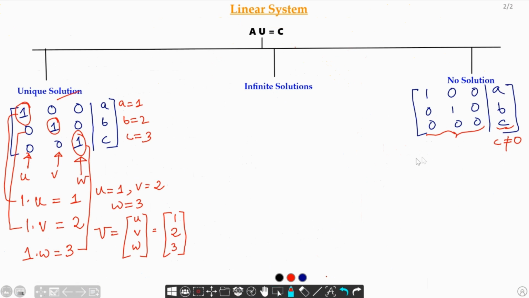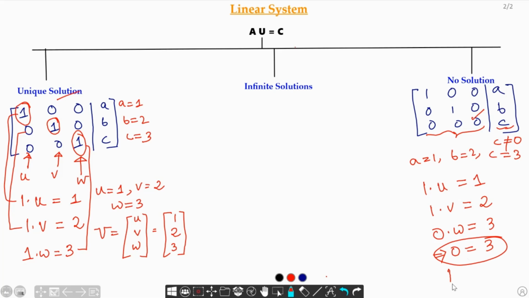For example, let's say we have A equals 1, B equals 2, and C equals 3, just like the preceding example. Then we can write that 1 U equals 1, 1 V equals 2, and observe here that 0 times W equals 3. That is, we are obtaining 0 equals 3, which is not possible, right? Therefore, because of this absurdity, we have no solution in this case.